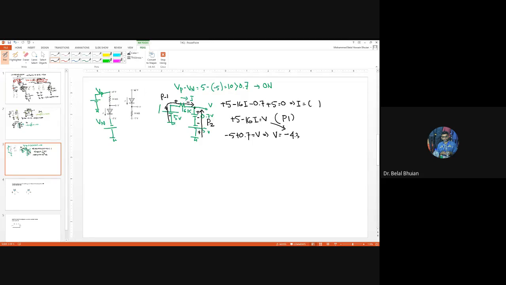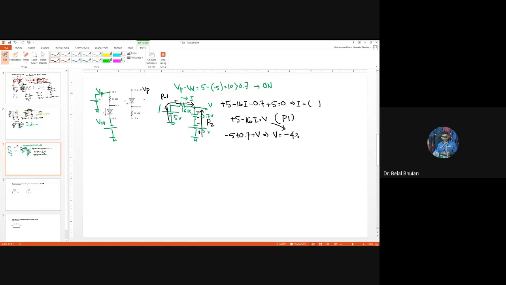The second problem, again VP is equal to this, and VP is equal to. Sir, yes. If I write V equal to plus 4.3, is it correct? No, V is equal to minus 4.3. DC minus 5 plus 0.7 is V. Is that all right? Still confusion? No, sir.